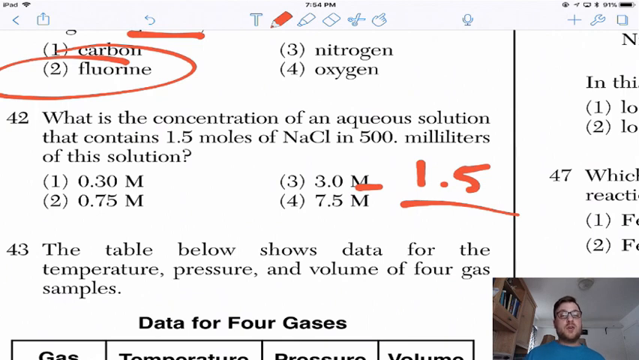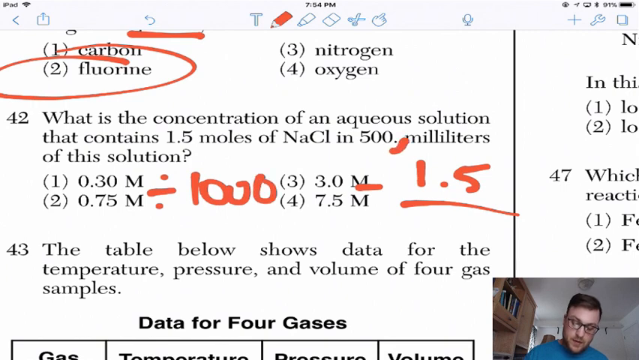So you would say, okay, I did something wrong. To convert milliliters to liters, simply divide it by 1,000, or move the decimal to the left 3 times. So this is 1.5 divided by 0.5, which is 3.